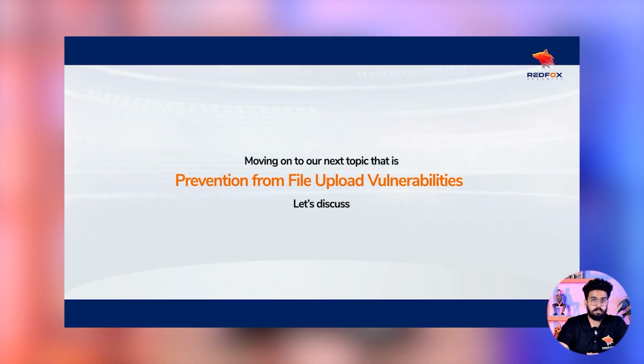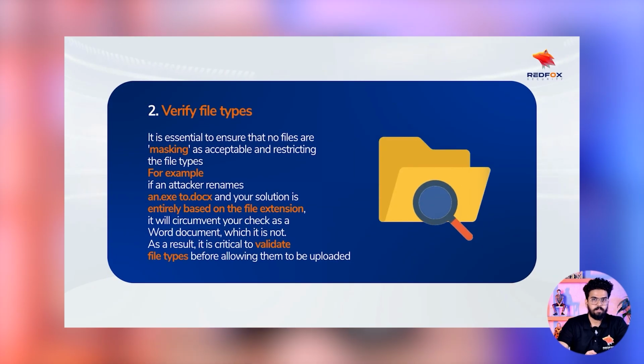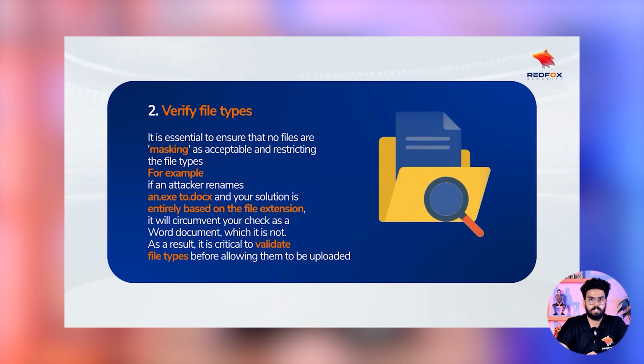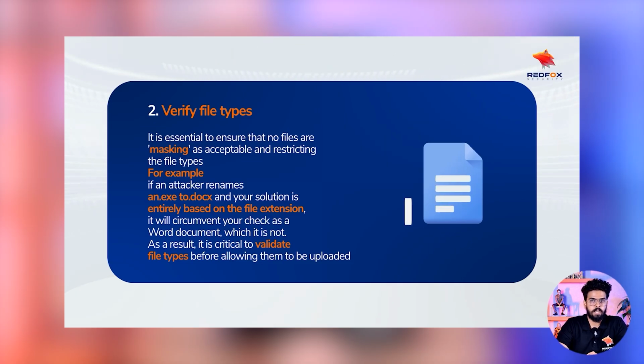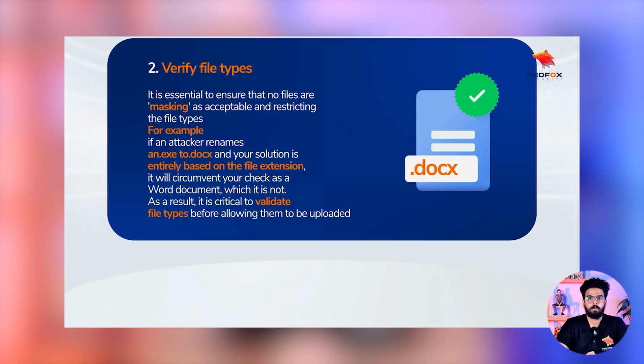Moving on to our next step, that is prevention from file upload vulnerabilities. Let's discuss. Only allow specific file types. One can prevent executable scripts and other potentially harmful content from being submitted to our application by restricting the list of acceptable file types. Verify file types. It is essential to ensure that no files are masking as acceptable file types. For example, if an attacker renames an exe to docx and your solution is entirely based on the file extension, it will circumvent your check as a Word document, which it is not. As a result, it is critical to validate file types before allowing them to be uploaded.